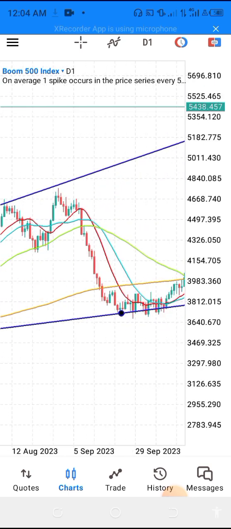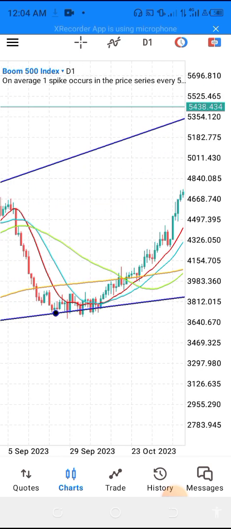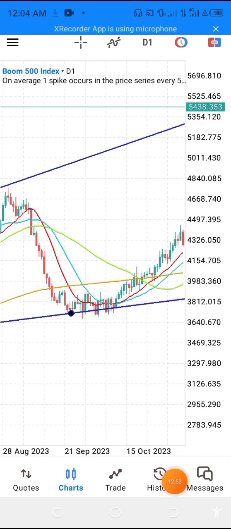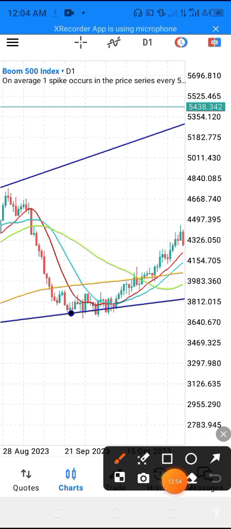A lot of people will not tell you this. They will keep it to themselves. They will not tell you the truth. But let me just tell you, when you draw your trend line and it touches where there is a consolidation, enter your buy from there. Believe me, you are going to make profit.